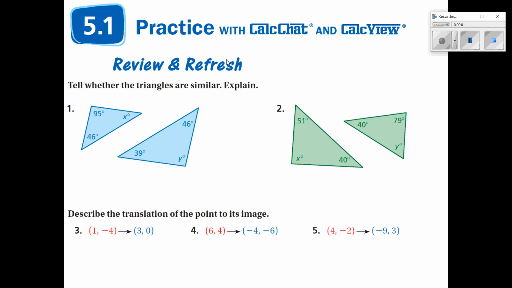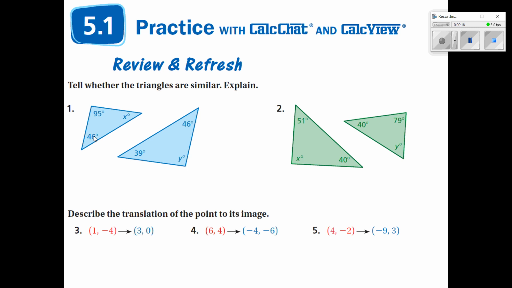Great advanced class. Let's go ahead and get this done. It says tell whether the triangles are similar. I have all the odd ones. You'll do all the evens. To do this, I could follow the rule that if each of these has two of the same angles, then I know that they're similar.